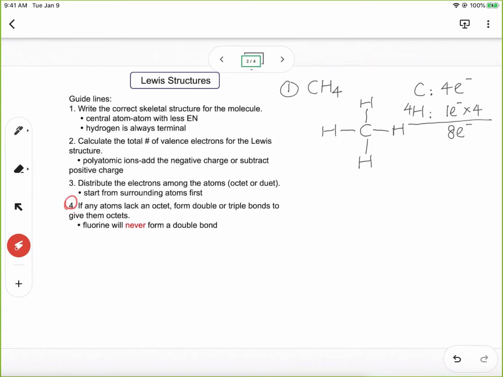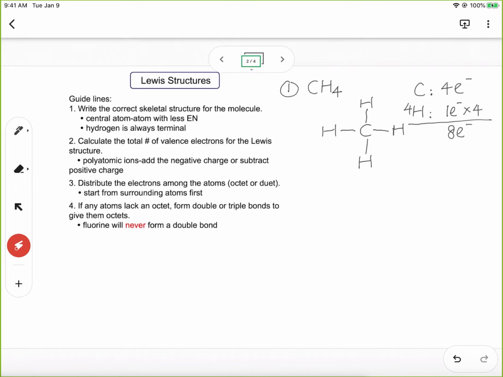Now, step 4, if any atoms lack an octet, then it will form double bond or triple bond. Well, this procedure will not be applied for this methane molecule because right now everybody's happy. You don't need to form double bond or triple bond. Okay, so well, this is the Lewis structure of methane molecule.